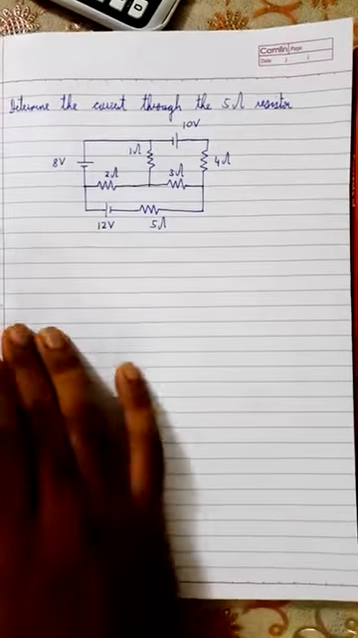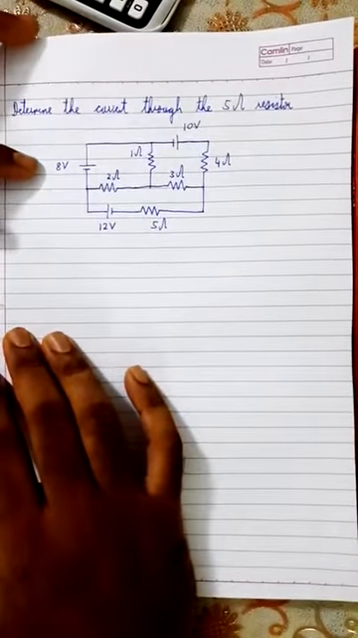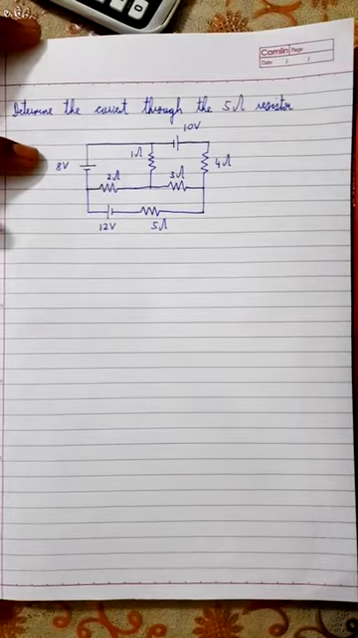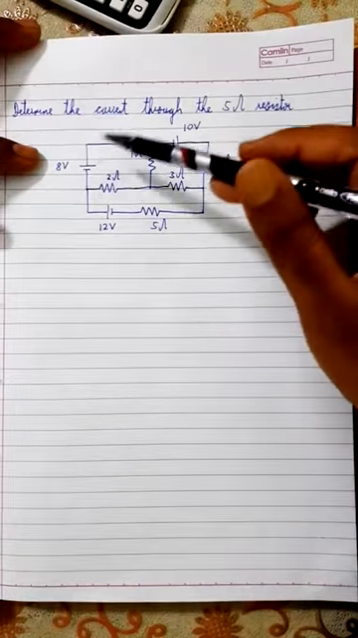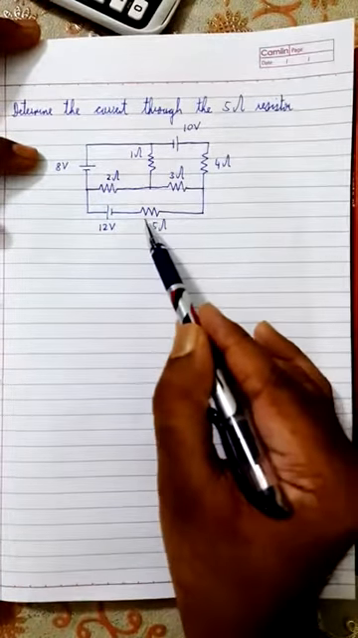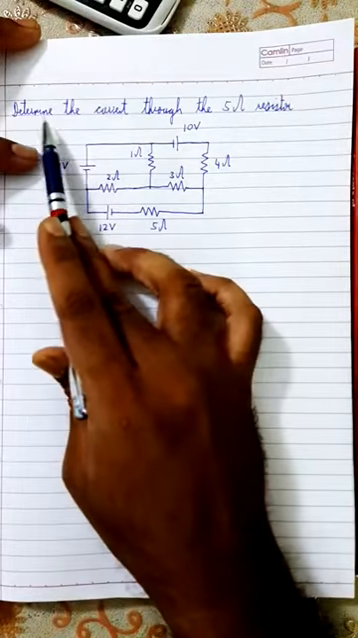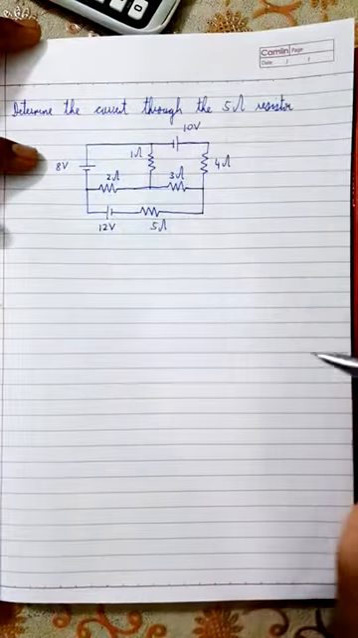To the next question. Determine the current through the 5 ohm resistor. Alright, so where's the 5 ohm resistor? It's over here. This is the 5 ohm resistor. Okay, so the question is determine the current through the 5 ohm resistor.